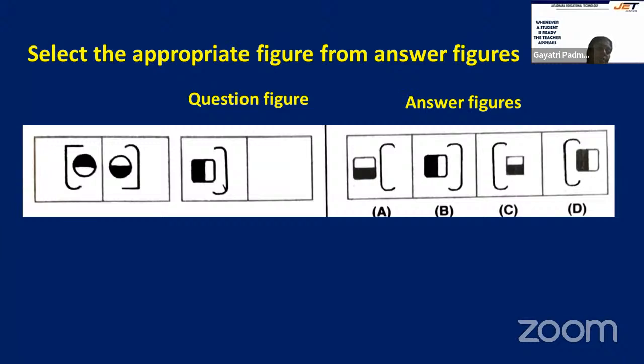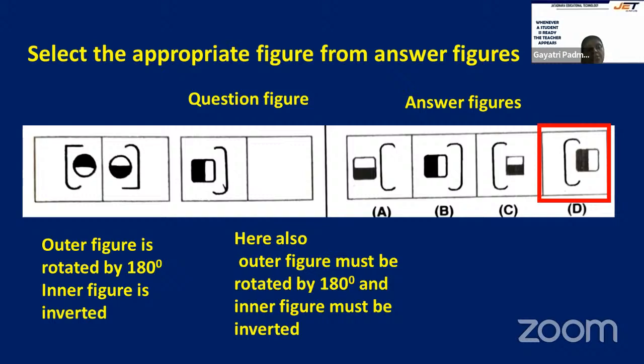We have a shaded circle which is facing this side, and in the second figure it is facing right side. Likewise, in the question figure, it is facing right side, and what could be the other one? Yes, supposed to be very simple. It is option D because it should face the other side, isn't it? Yes. So outer figure is rotated by 180 degrees, inner figure is inverted. Here also, outer figure must be rotated by 180 degree and inner figure must be inverted.